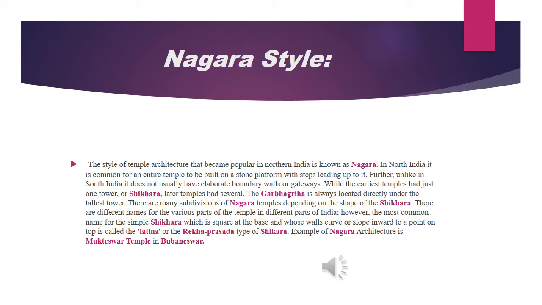There are different names for the various parts of the temple in different parts of India. However, the most common name for the simple Shikhara, which is square at the base and whose walls curve and slope inwards to a point at the top, is called the Latina. If we talk about an example of Nagara architecture, the first name that comes to our mind is the Mukteshwar temple in Bhubaneswar.